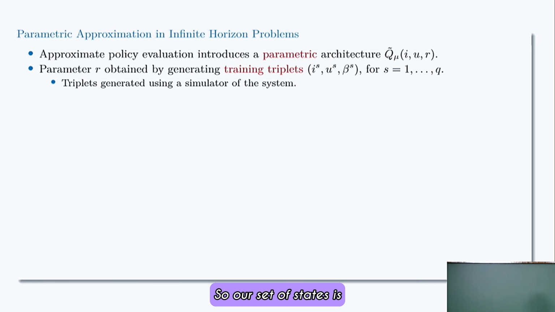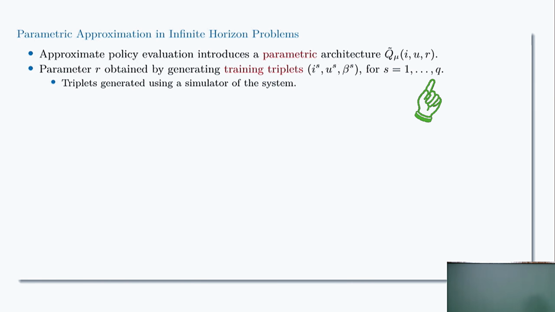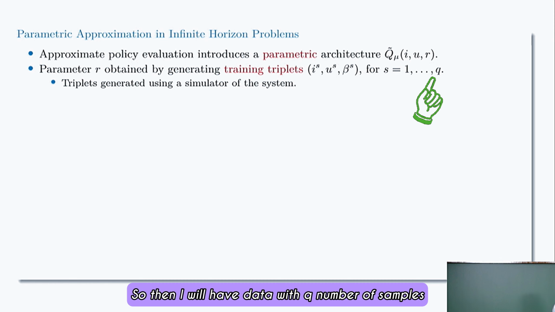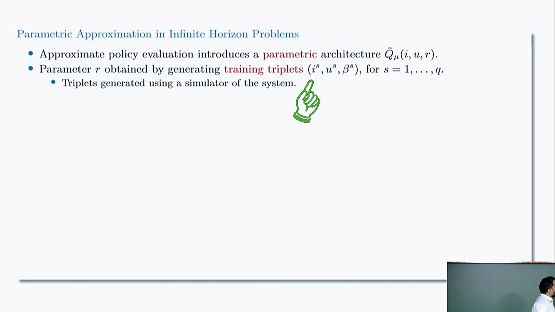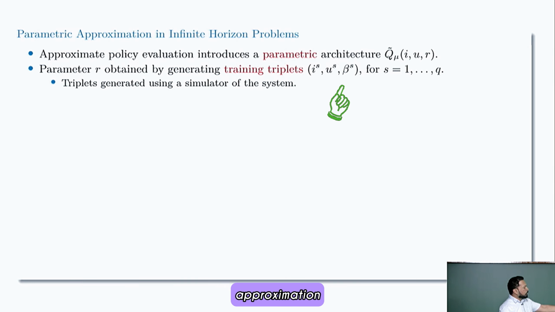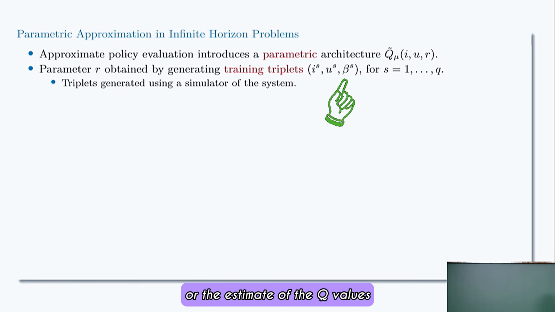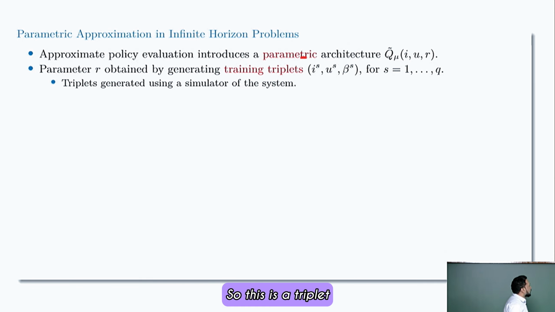So our set of states i_s, where s stands for the sample. So let us say I have q samples. So then I will have data with q samples, and this data contains the current state i, and then the control u, and then the approximation of the Q values, or the estimate of the Q values, which acts like a label for us. So this is the training triplet.